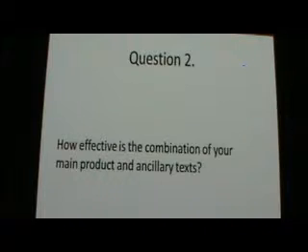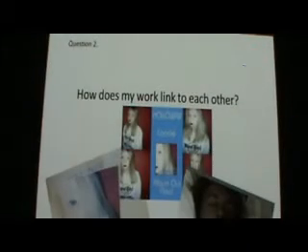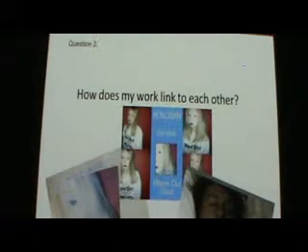Question 2. How effective is the combination of your main product and ancillary tasks? Each of my tasks that I have completed are very unique and all look very different. Although some parts of my campaign do not necessarily link to one another, I think that they work well together. I'm going to go on to look at the ways that my work does and does not link with each other, and I will also explain why I've made different choices to make my media products.